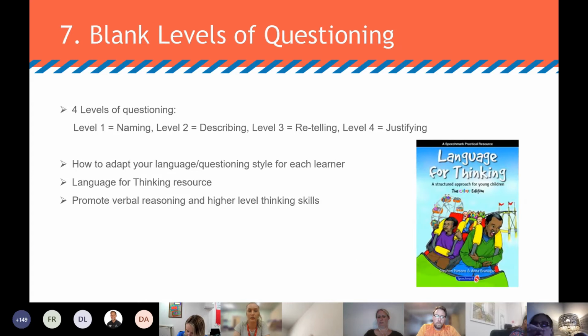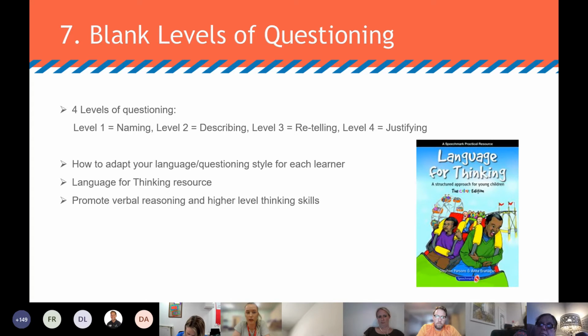Our seventh session will be on the four levels of questioning. So there are four levels of questioning: naming, describing, retelling, and justifying. We'll be discussing how to adapt your language and questioning style for each learner's level of understanding and language.